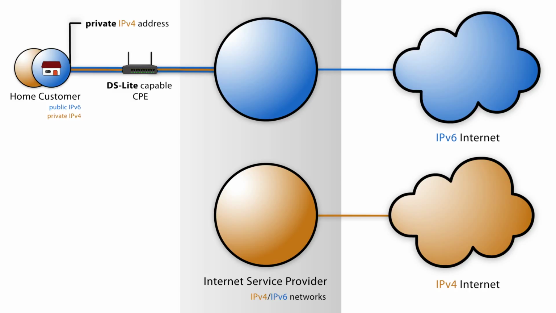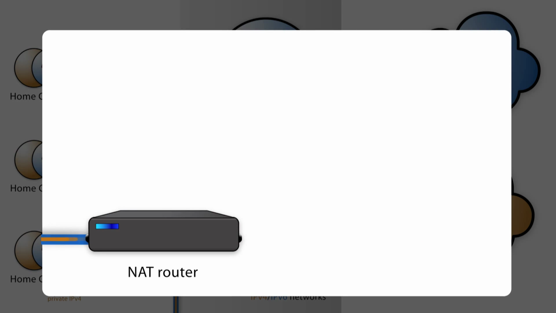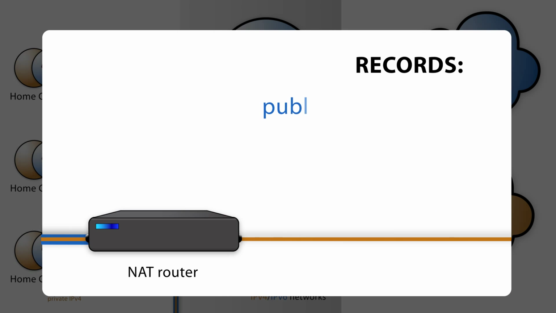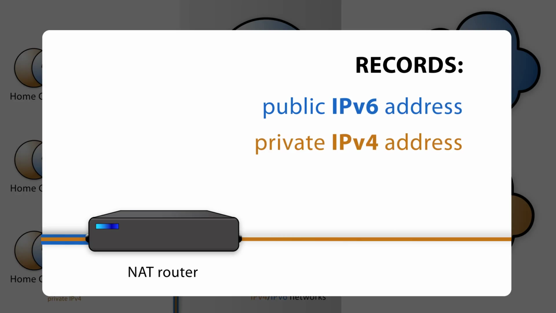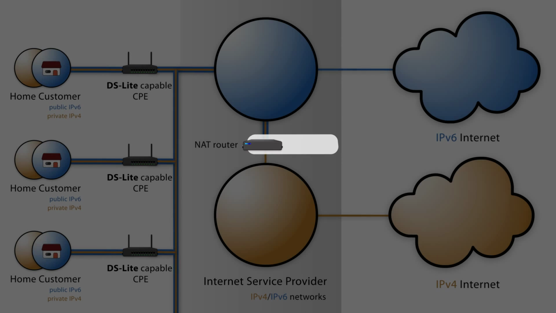Because customers are given private IPv4 addresses that are non-routable on the Internet, the ISP must do network address translation on behalf of the customer. One issue when using NAT is the fact the provider keeps several customers behind one public IPv4 address. In DS-Lite, the translator box records the public IPv6 address, the private IPv4 address, and the TCP or UDP port number of the customer to keep track of who uses which connection.